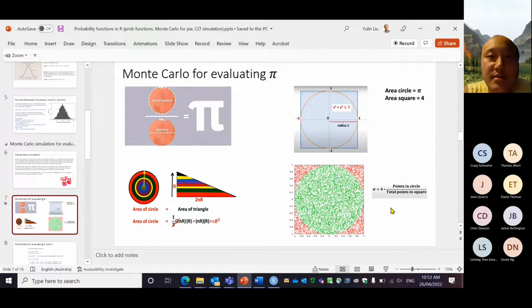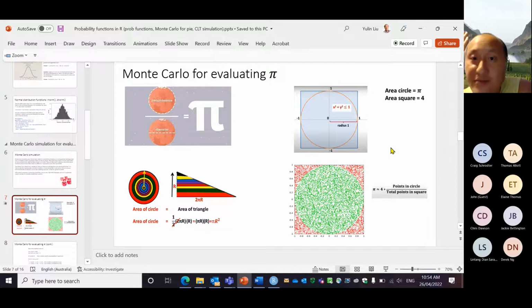So the question is, what is the value of pi? We know the definition of pi is the circumference over the diameter, as indicated by this graph. And how to solve the problem? We're going to use the Monte Carlo method. All right. What's the logic of thinking?